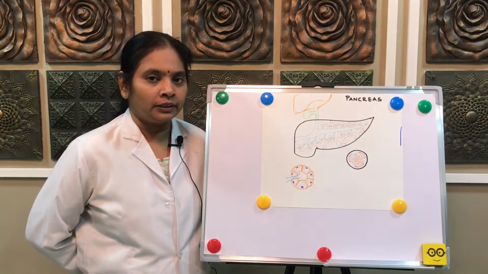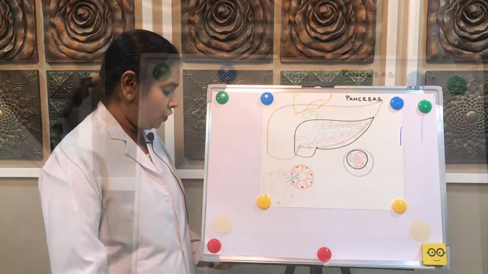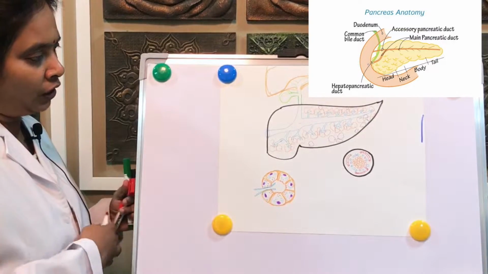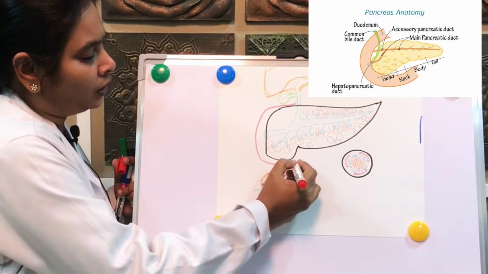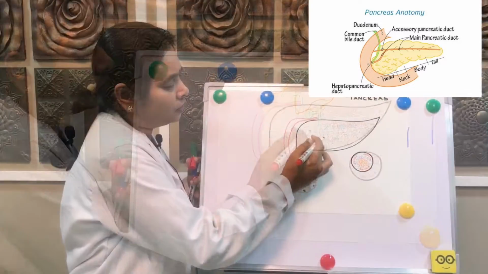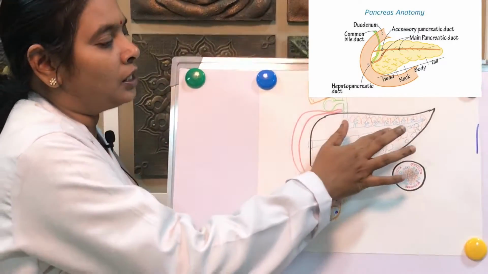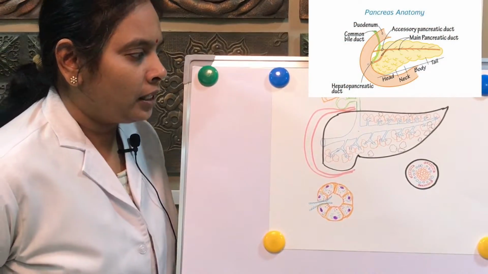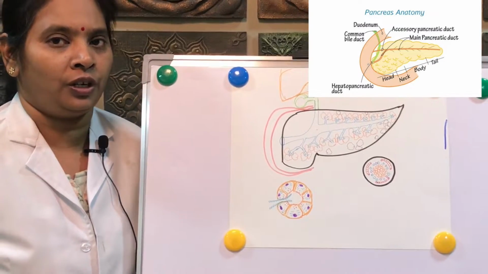See, the pancreas in the abdominal cavity is situated within the C-shaped structure called the duodenum. So the head of the pancreas is situated within this C-shaped cavity and it extends laterally towards the spleen. The pancreas has both exocrine and endocrine function.